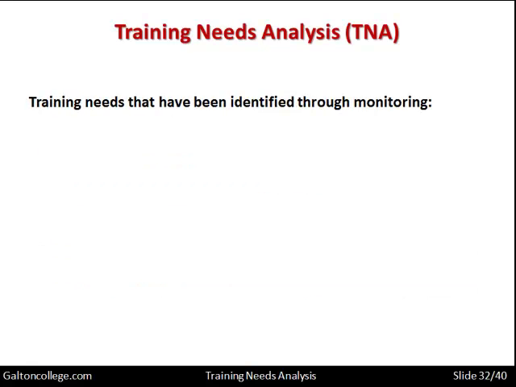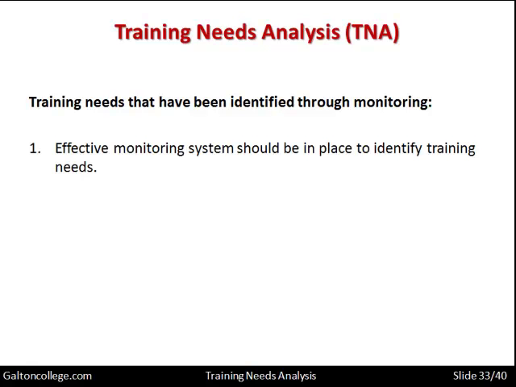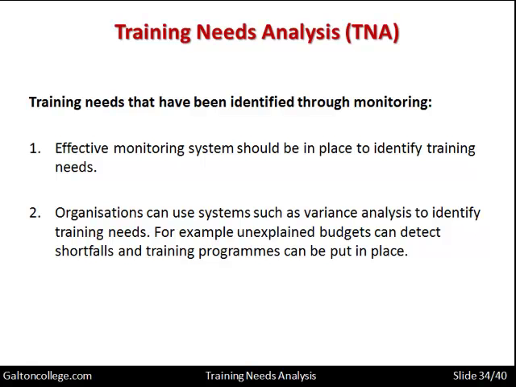Training needs that have been identified through monitoring. Well, effective monitoring systems can be in place to identify training needs. Monitoring can take all sorts of routes. It's possible to conceive of monitoring in different ways. Organizations can use systems such as variance analysis to identify training needs. For example, unexplained budgets can detect shortfalls and training programs can be put in place.